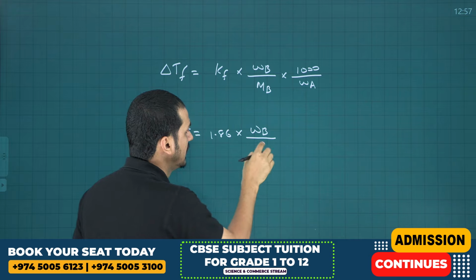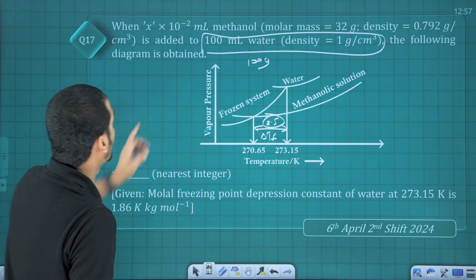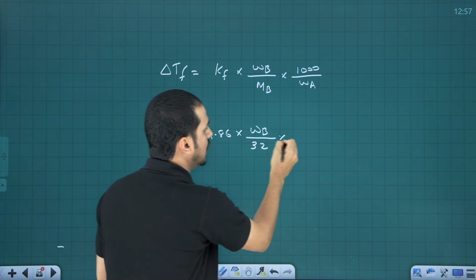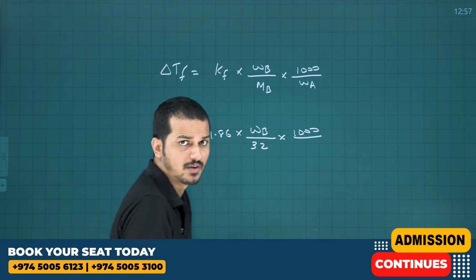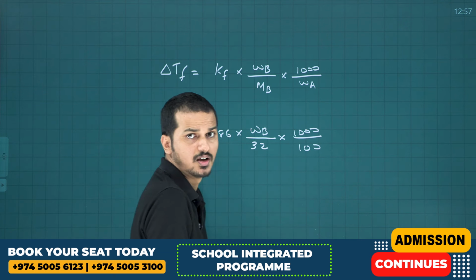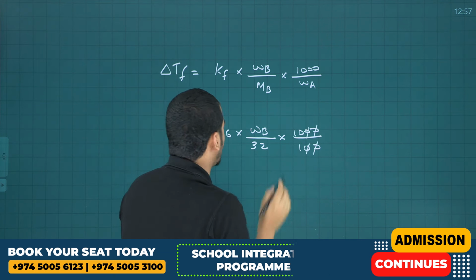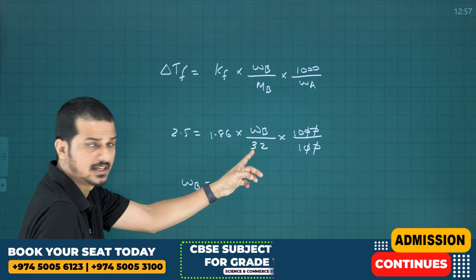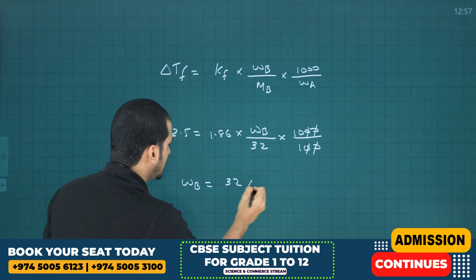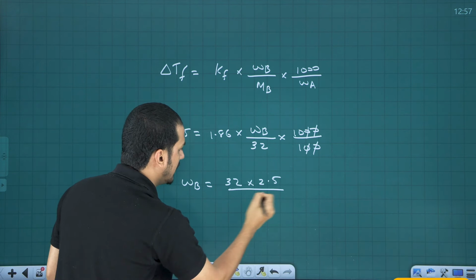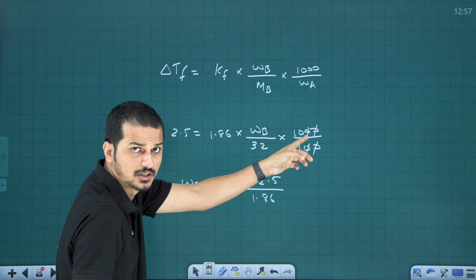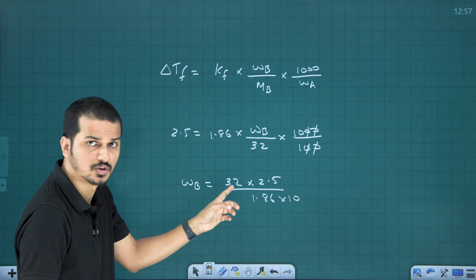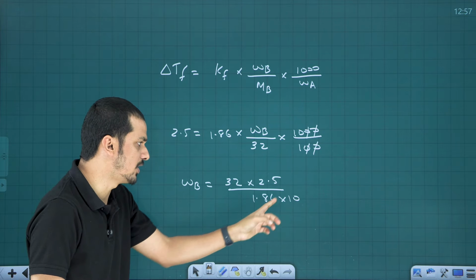Divided by Mb, the molar mass of methanol, which is given as 32, into 1000 divided by the given mass of solvent, 100 ml meaning 100 gram water. So that zero I can cancel, and from that I can find out Wb. Wb equals 32 into 2.5 divided by 1.86 into 10. Clear, dears? So 32 into 2.5 divided by 1.86 into 10 will come.